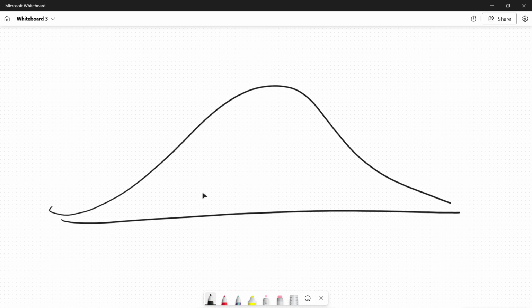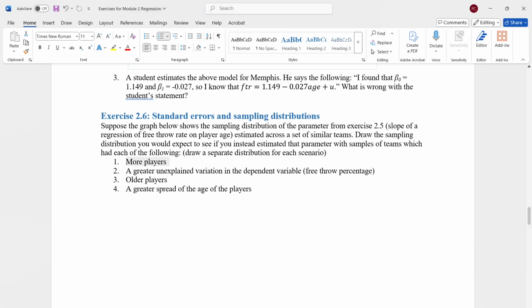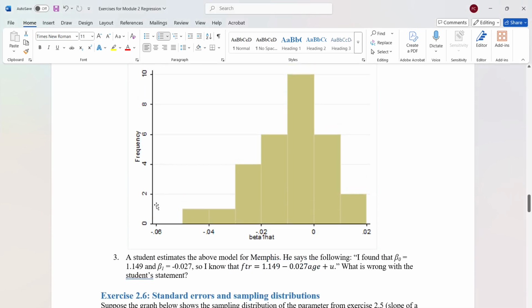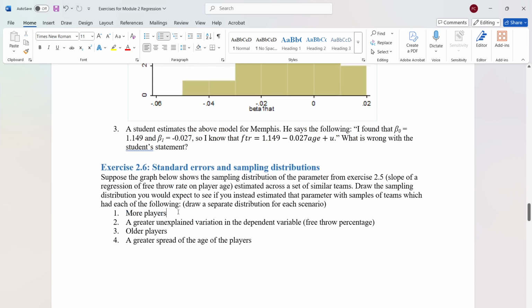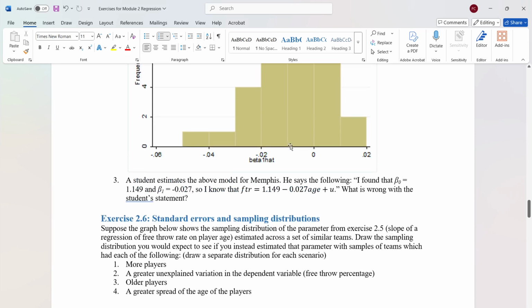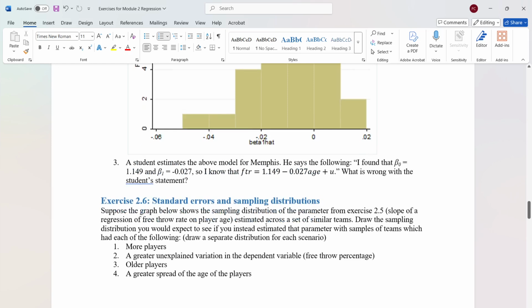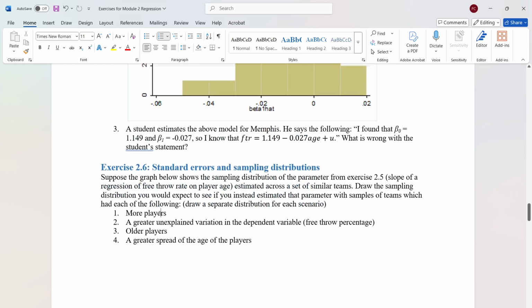I'd have numbers like the shape is this set of axes. Then we're just getting a general question about what would happen if I change parameters. Well, you know that there are three magical things, right? The three magical things that would affect the shape of this. We'll start with more players.